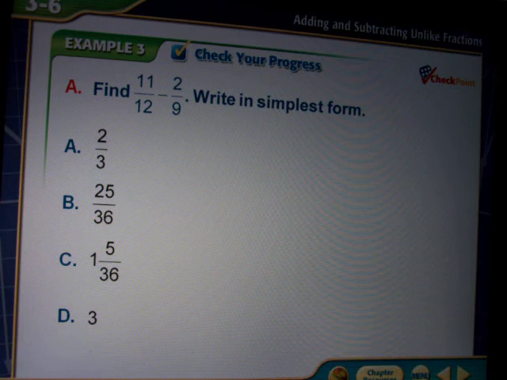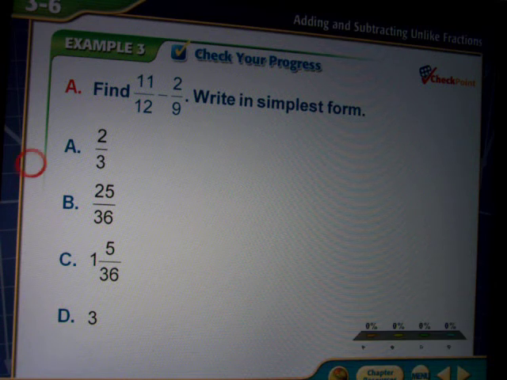So now you're going to find 11/12, and from that you're going to subtract 2/9. 36 again is the least common denominator. Write that in simplest form. So here's A, 2/3, B, 25/36, C, 1 and 5/36, or D, 3. And your answer is B.